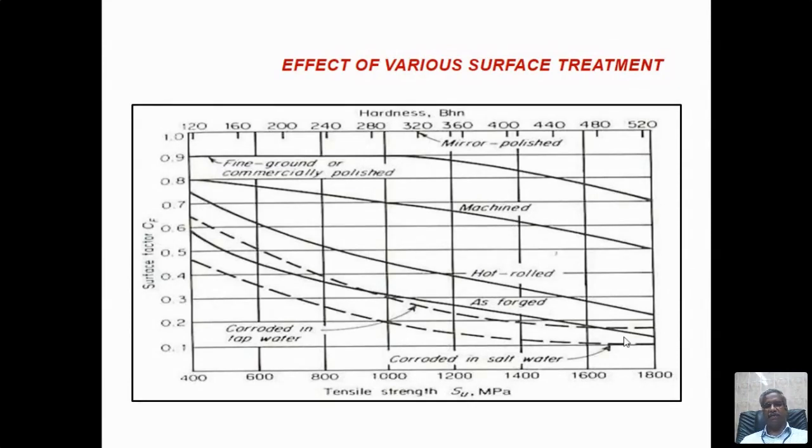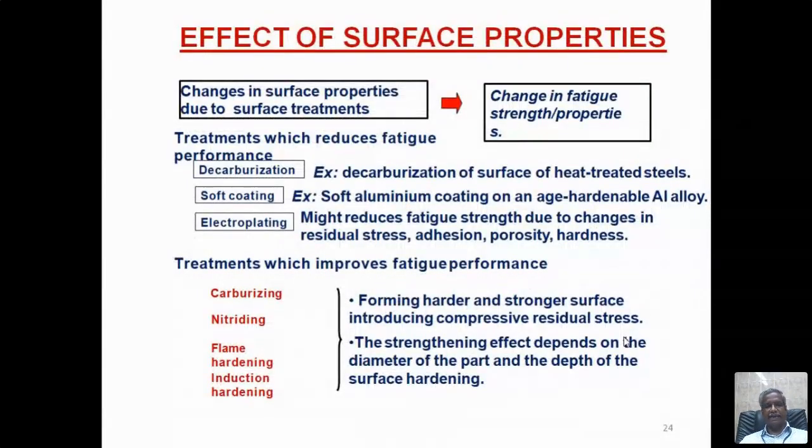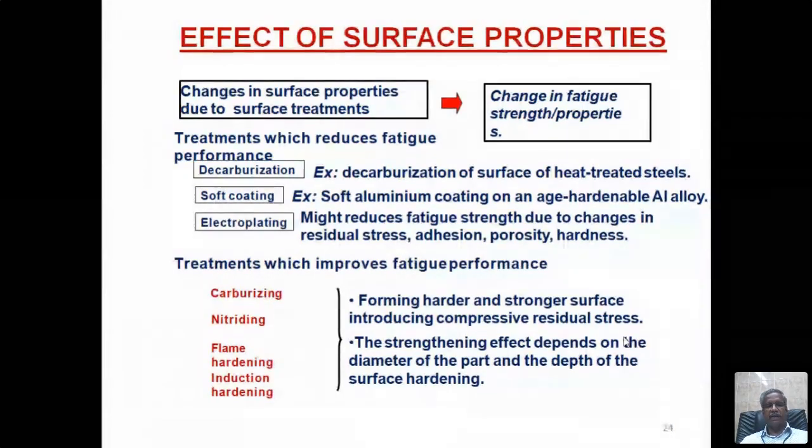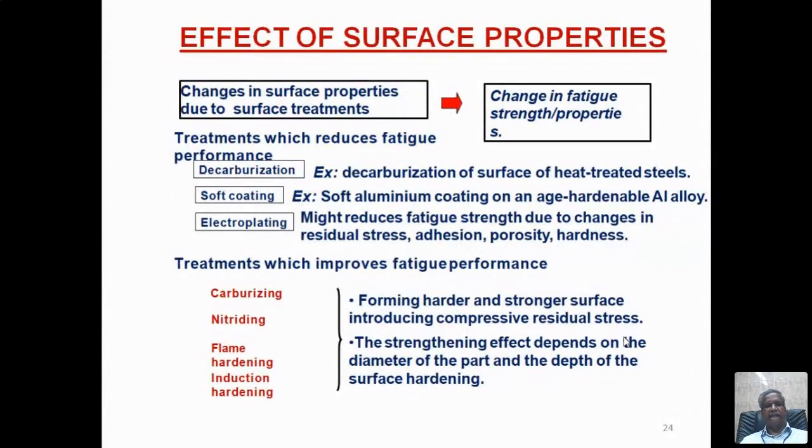So this is another treatment. Surface treatment, you have a lot of treatments out there. It's not related to the fatigue, but the strength and hardness also vary when you do the surface treatment. Looking at the change in surface property due to surface treatment, some reduce the fatigue performance: decarburization, soft coating, electroplating. They all reduce the surface fatigue life. But carburizing, nitriding, flame hardening, induction hardening improve the fatigue life. These are all heat treatment processes used for steels and carbon steels, and they improve the fatigue properties because they introduce compressive stresses on the surface.